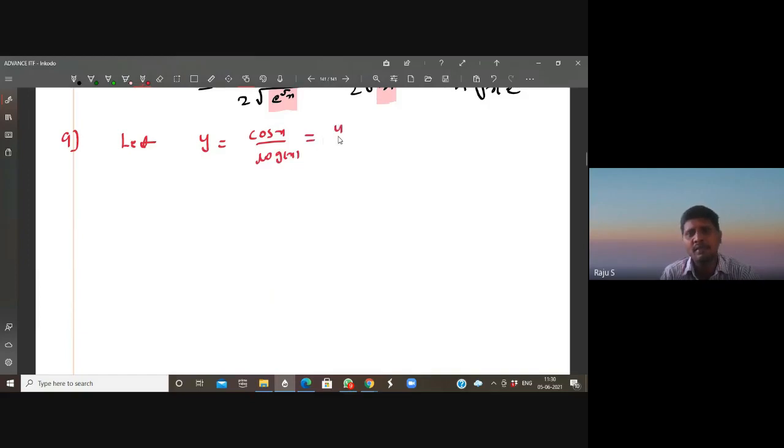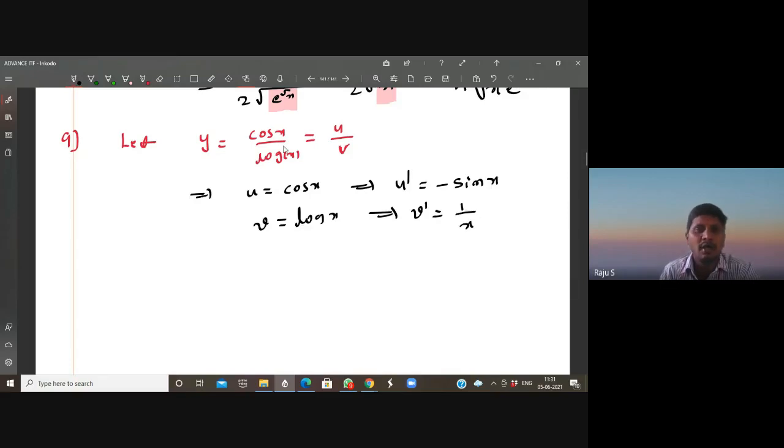So I want to compare this with u by v. U by v means, what is u then? Here u is equal to cos x, which implies what is u dash? Derivative of cos x is minus sin x. Am I right? v is equal to log x, which implies v dash is equal to 1 by x.